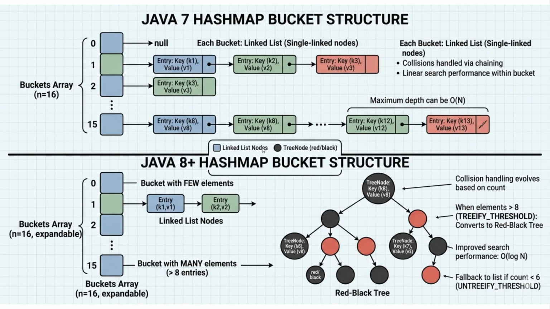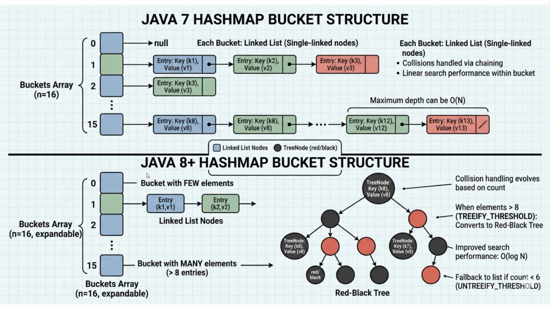a small graphic here showing that each bucket will go to a single linked list. Okay, showing the buckets and the linked list here, and each bucket handles the collision using chaining and linear search performance within the bucket in worst case scenarios.